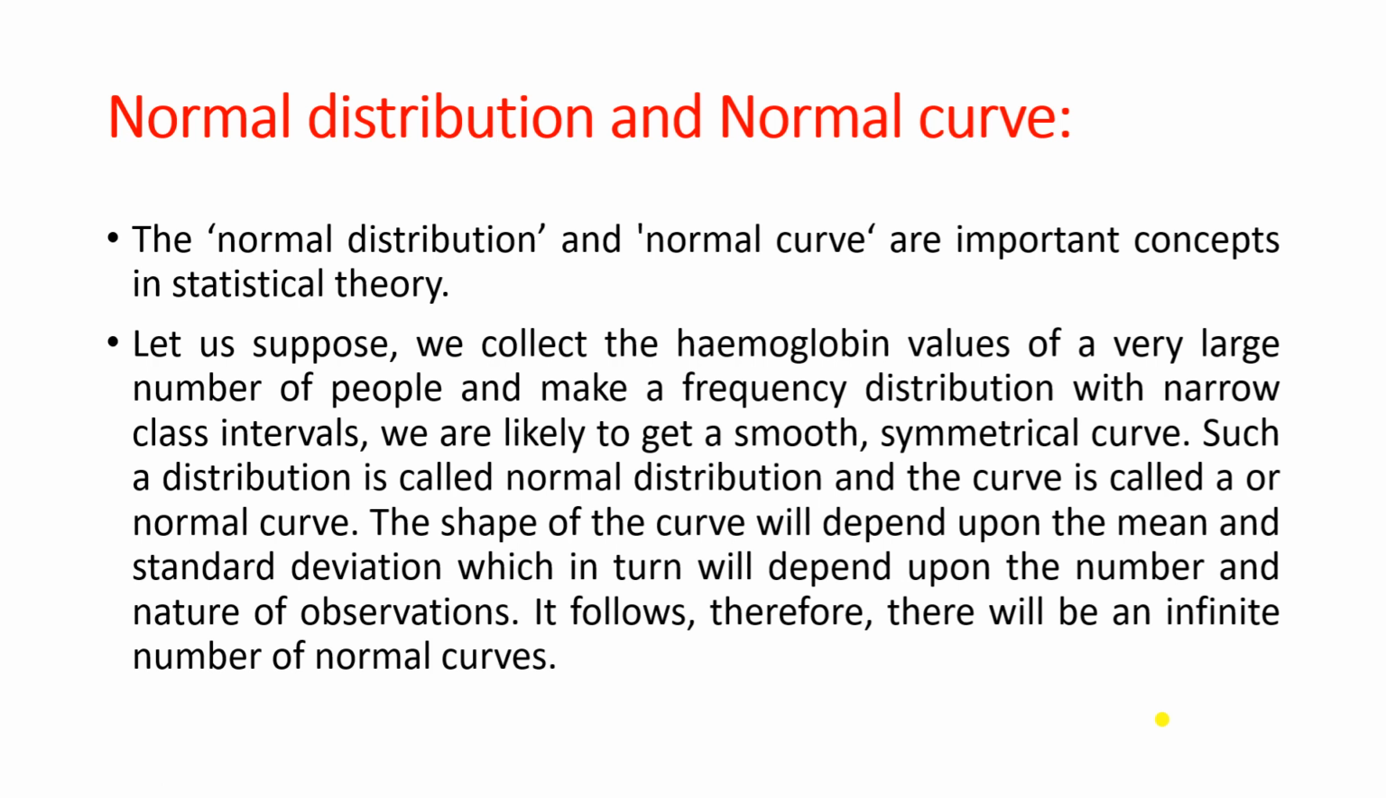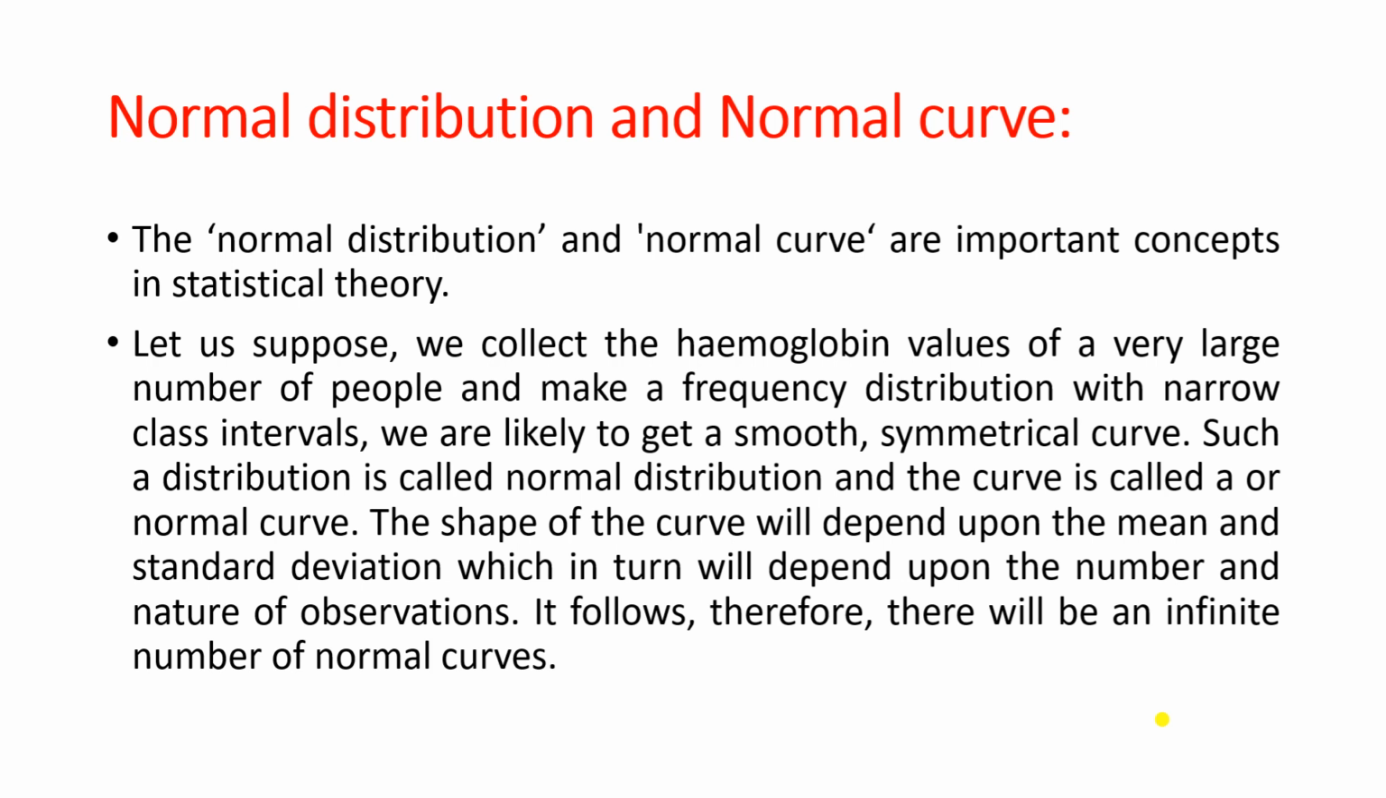Okay, so let me explain this part. Suppose I have a huge number of participants in my research, and I want to know their hemoglobin level. Now, to get a normal curve, or to have a data set with normal distribution, it is ideal to have a huge number of observations. Suppose we have 20 or 30 observations, it is very likely that the distribution will not follow normal distribution.